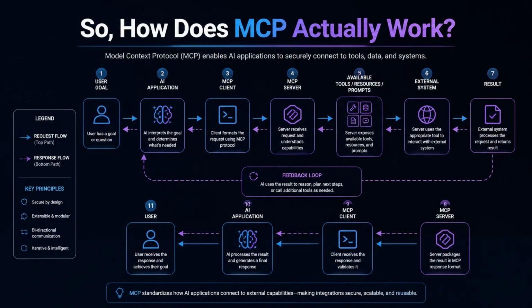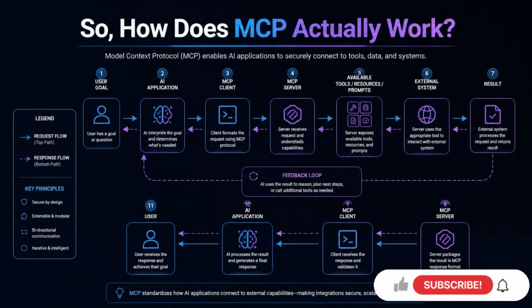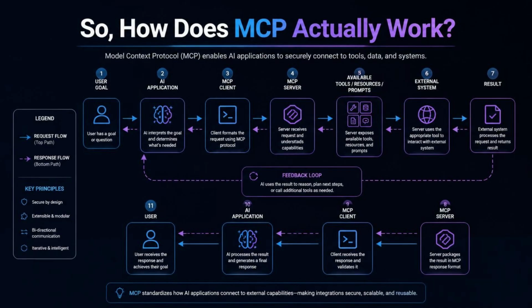Let's put everything together. A user starts with a goal. The AI application understands the request. The MCP client communicates with an MCP server. The server exposes tools, resources, or prompts. The appropriate external system performs the required operation. The result comes back through the MCP server. The MCP client passes the result to the AI application, and the AI uses that information to respond to the user. So the complete flow is user goal, AI, MCP client, MCP server, tool or resource, external system, result, AI, user. That is the basic architecture behind MCP.